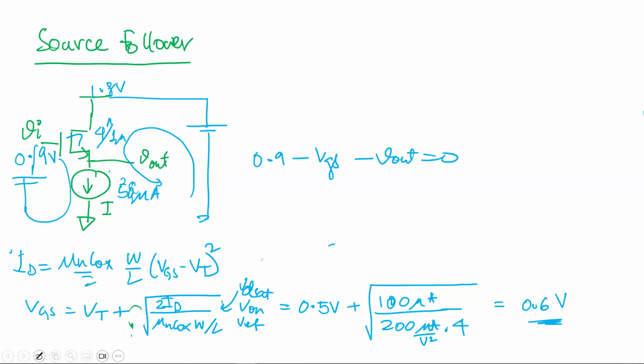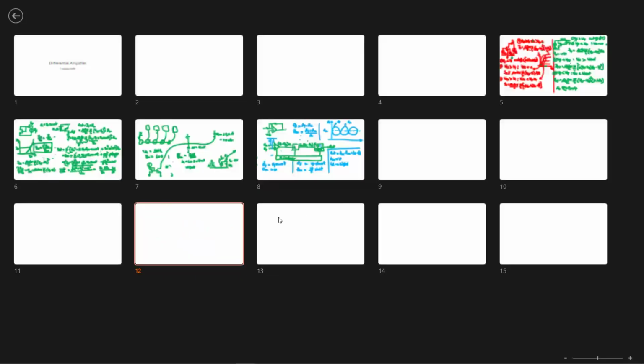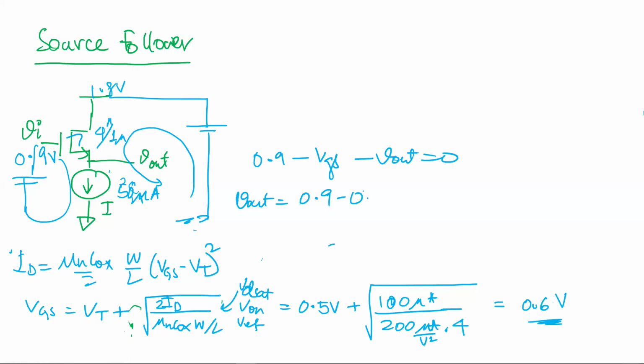So V out will be equal to 0.9 minus VGS, right? V out equals 0.9 minus VGS, which is 0.6. Oops, sorry.